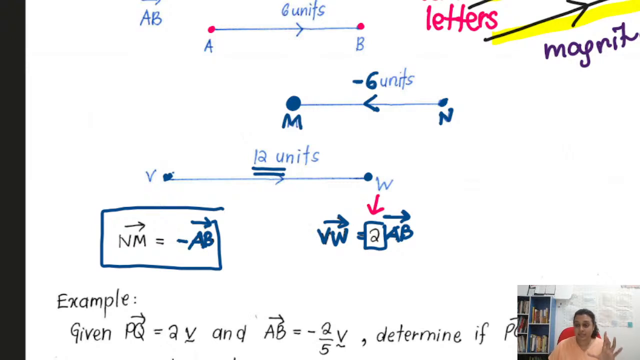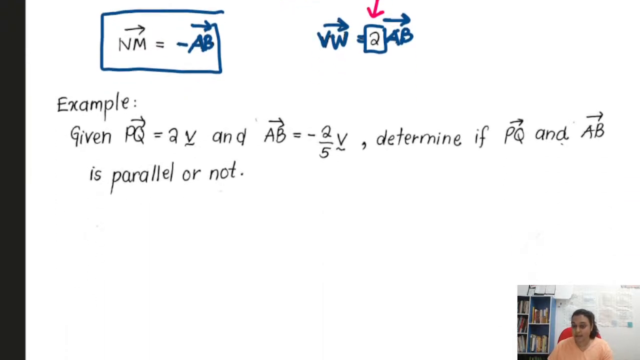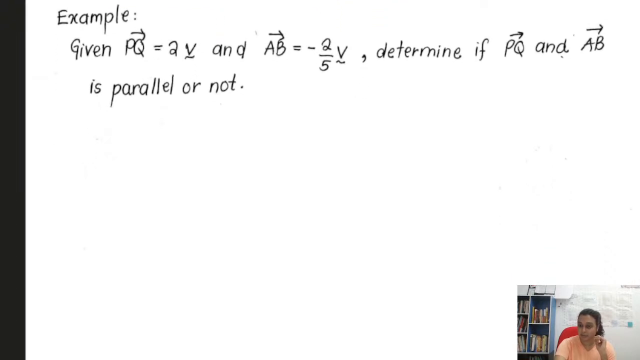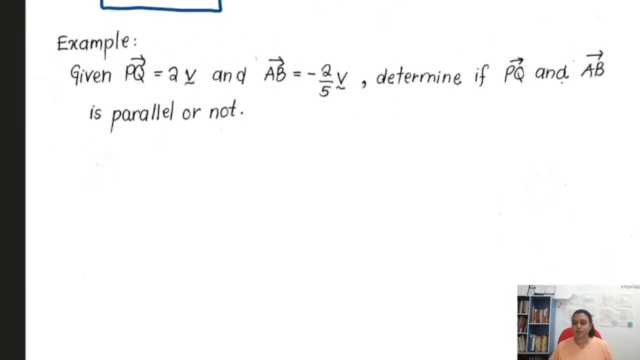Alright, there's a method for you to find the constant. I'll show you an example. Using this example, teacher shows how to find the constant. First step, let's read the question first. PQ is equal to 2V. This is the vector.